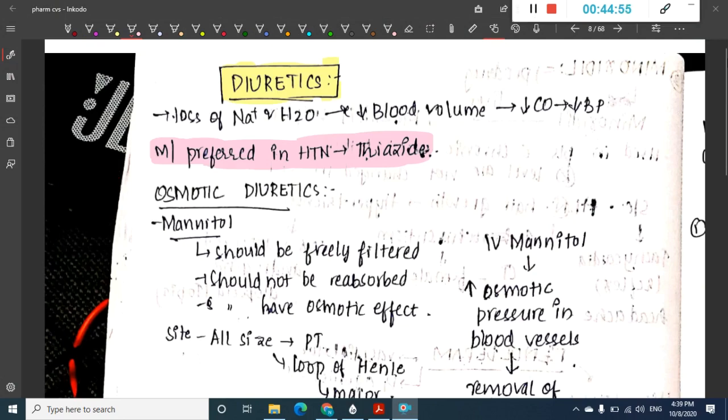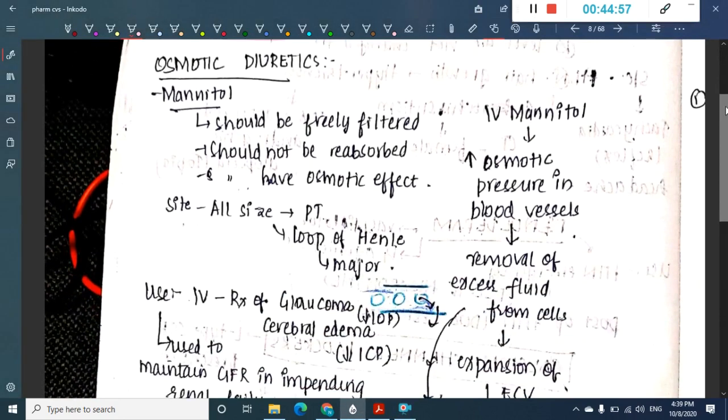So the diuretics are of different types. First we have osmotic diuretics. In the osmotic diuretics, the first drug is mannitol. So what is mannitol?